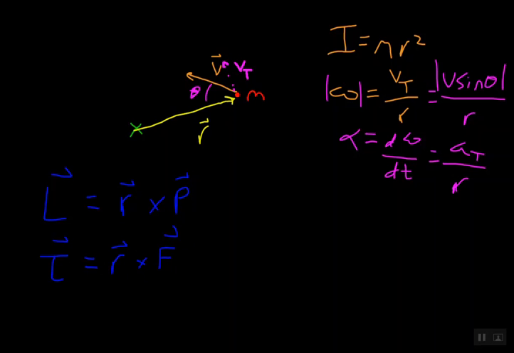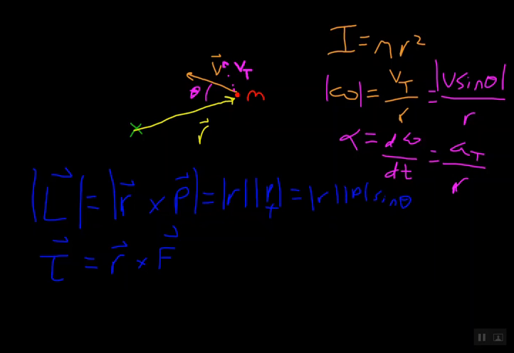cross F. If we're talking about the magnitude, this is equal to the magnitude of r times the magnitude of p that is tangential, that is perpendicular to the r vector. The dot product is the parallel component. The cross product is the perpendicular component, which is r p sine theta.